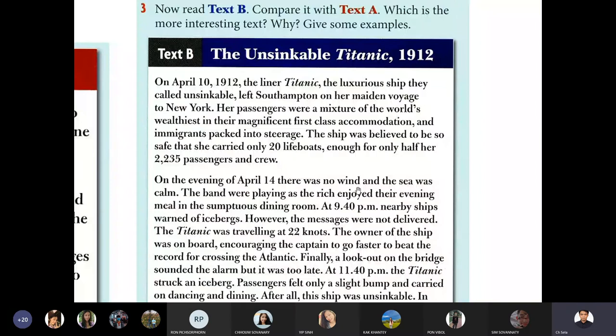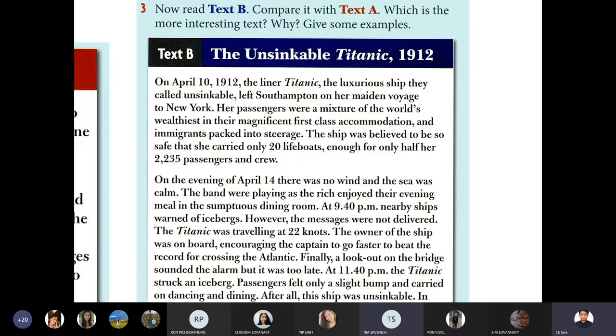On April 10th, 1912, Titanic, the luxury ship they called unsinkable, left Southampton on her maiden voyage to New York. Her passengers were a mixture of the world, but persisted in their many versions of class accommodations, with immigrants packed in the lowest.